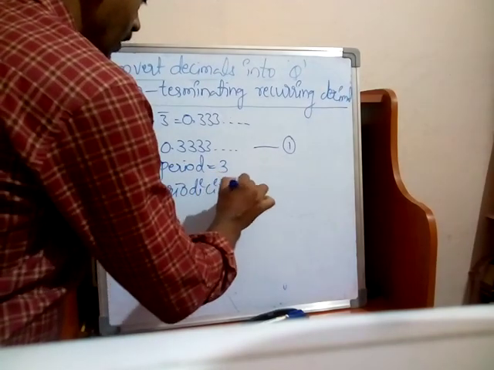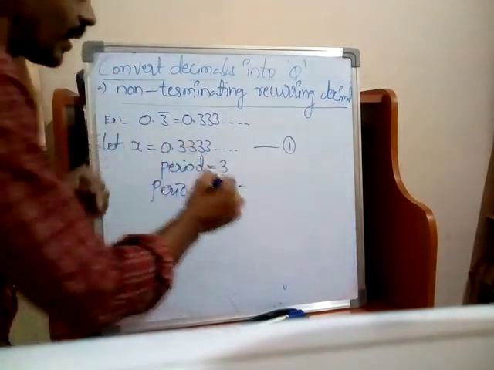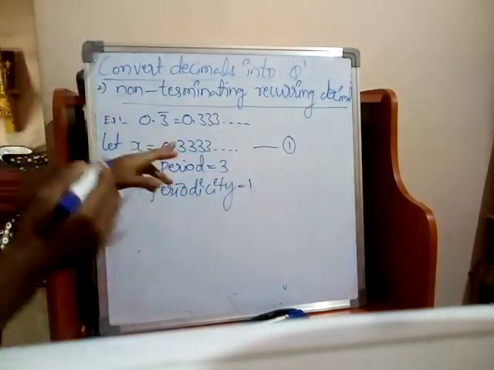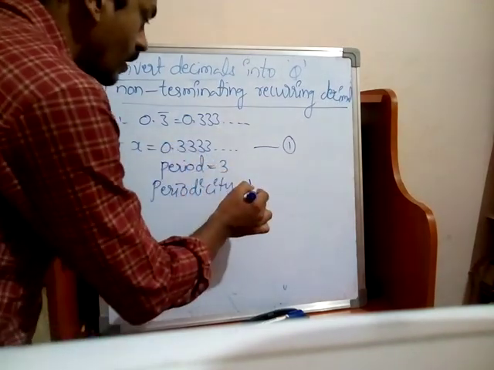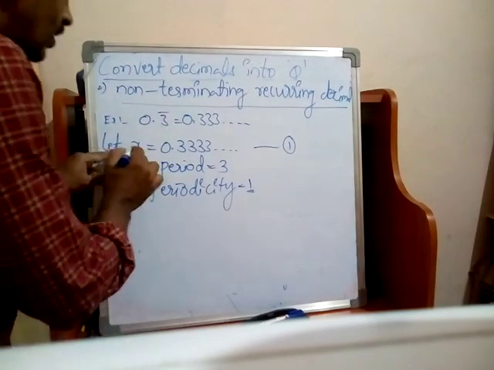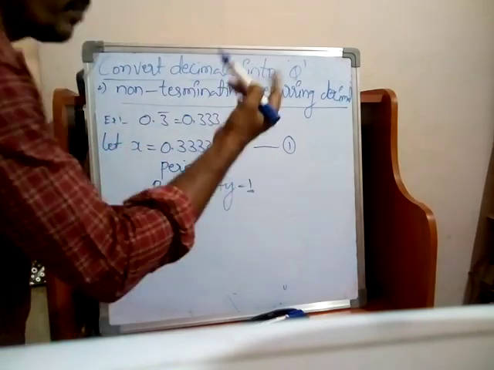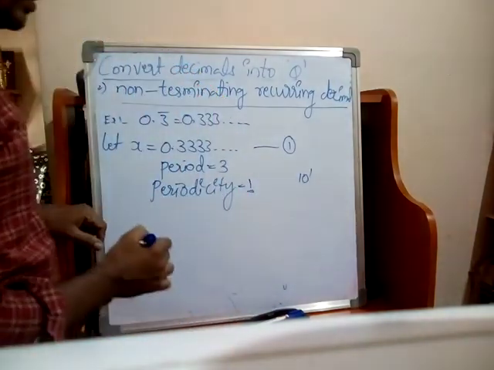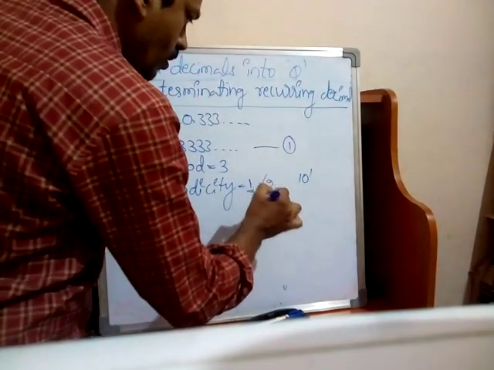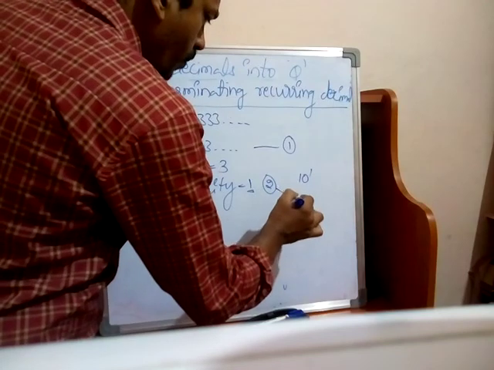What is periodicity? Periodicity means how many digits are recurring. Here only 1 digit, 3, is recurring, so periodicity is 1. That is why this equation is multiplied with 10 power 1. If periodicity is 2, multiply with 10 power 2.